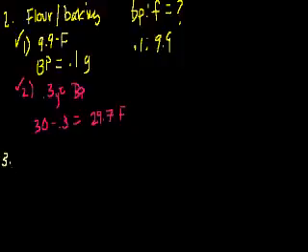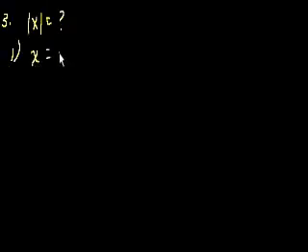Problem 3. Let me scroll down a little bit. What is the value of the absolute value of x? So they want to know the absolute value of x is equal to what? And the first statement they tell us is that x is equal to the minus absolute value of x. So what numbers is this true for?